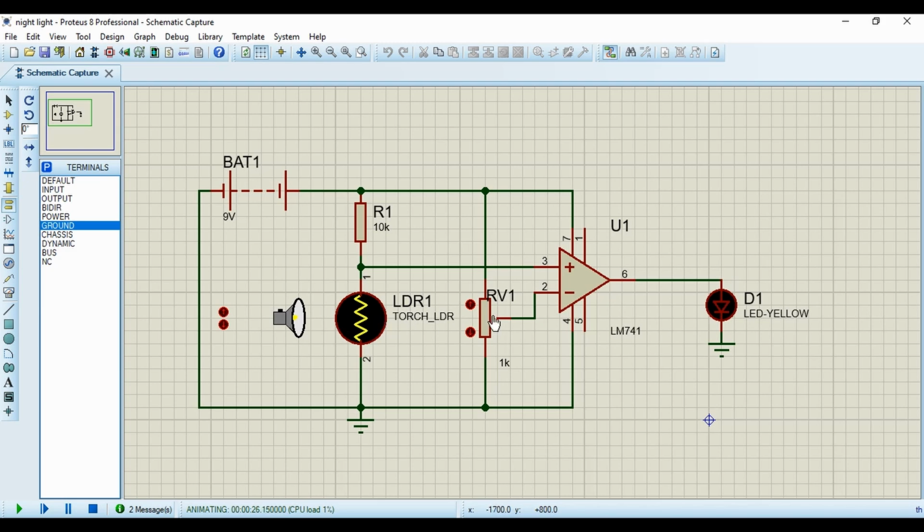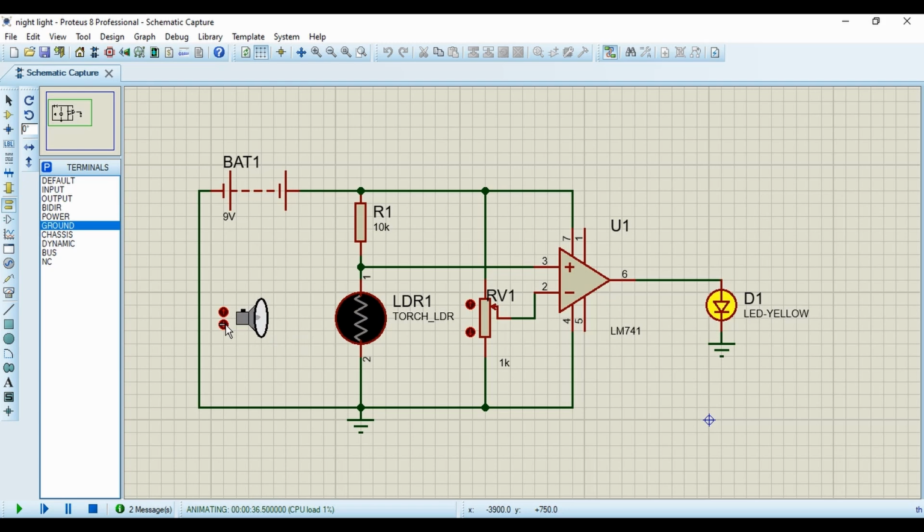When I move the torch away from the LDR, the light intensity decreases. As soon as the light level falls below the preset threshold, the operational amplifier switches its output and the LED turns on. This behavior clearly demonstrates that, in daylight, high light intensity, the LED remains off. At night, low light intensity, the LED automatically turns on.